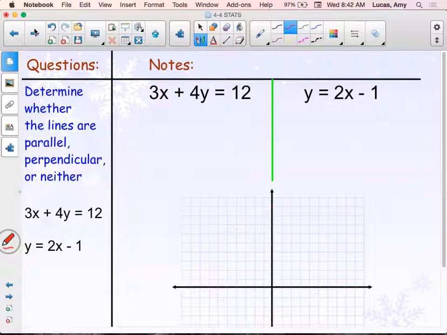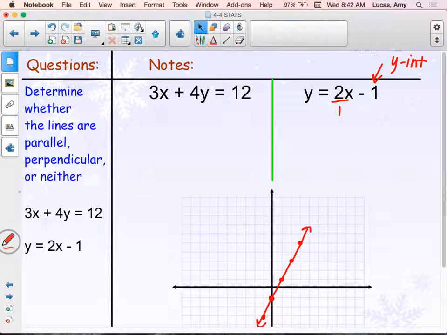Okay, this next one. I'm going to graph the one that's in slope-intercept form first. So I can start at -1 and then go up 2 over 1 and draw my line. So this first line I'm making red.